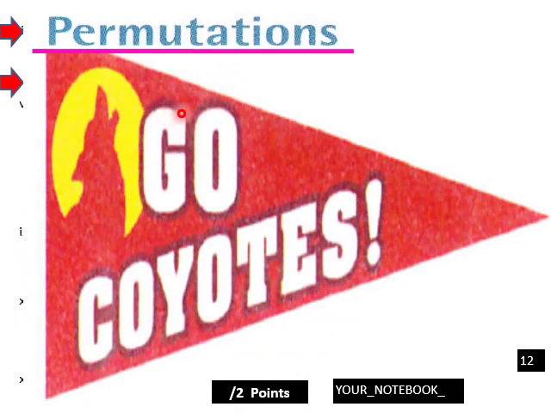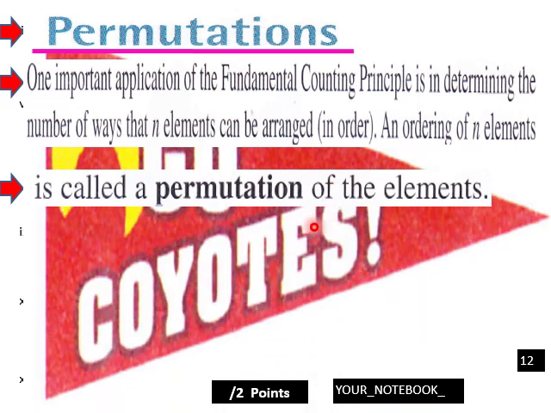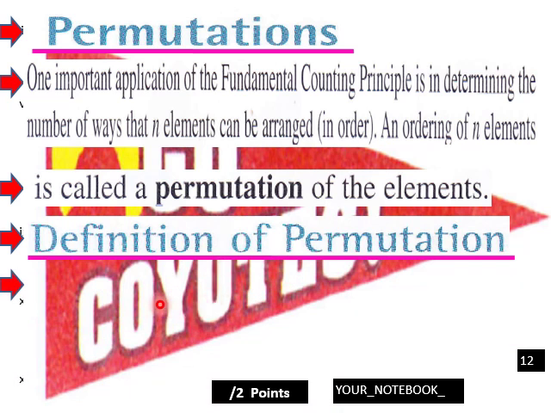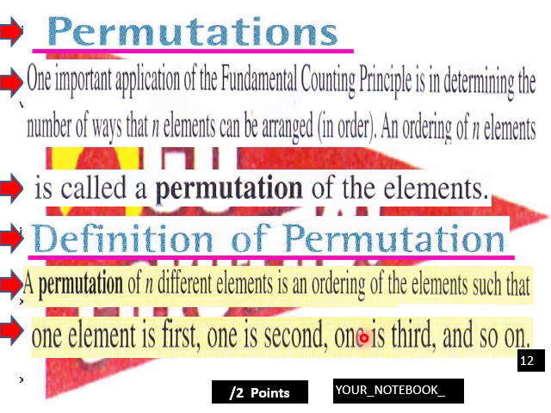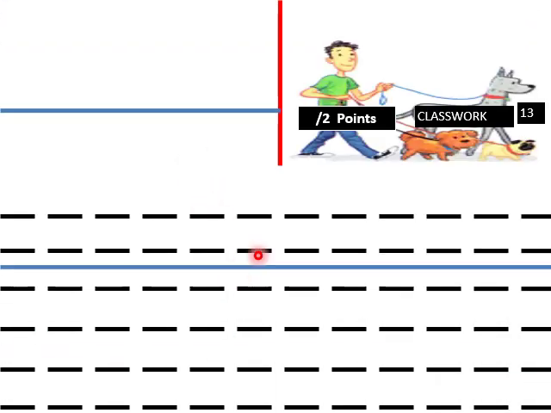Permutations. One important application of the fundamental counting principle is in determining the number of ways that n elements can be arranged. This time it will be in order, not random. An ordering of n elements is called a permutation of the elements. The definition of a permutation of n different elements is an ordering of the elements such that one element is first, one is second, one is third, and so on. Let's get into this a little bit further.